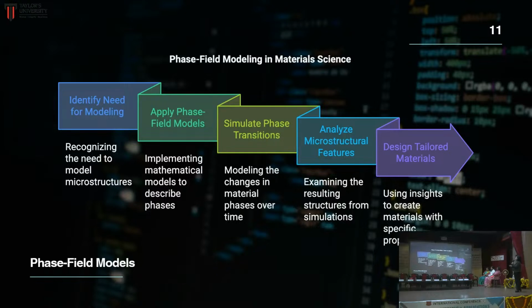After that, simulate phase transitions, that is modeling the changes in material phases over time. With time, what are the changes in the material phases? That has to be identified. Then analyze the microstructural features, that is examining the resulting structures from simulation. What are the resulting structures after we conduct simulation? What is the effect of that? Then design tailored materials. After all this process, we are using insights to create the material with specific properties, the properties that we wanted to have, the properties we had in mind before conducting any kind of testing.